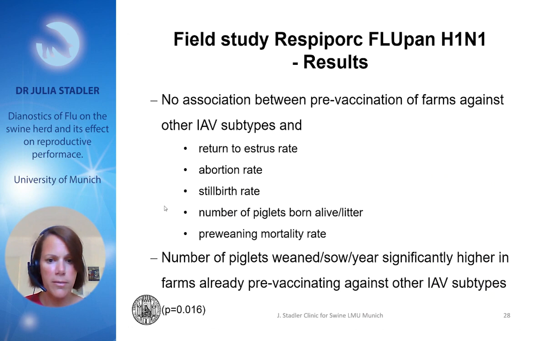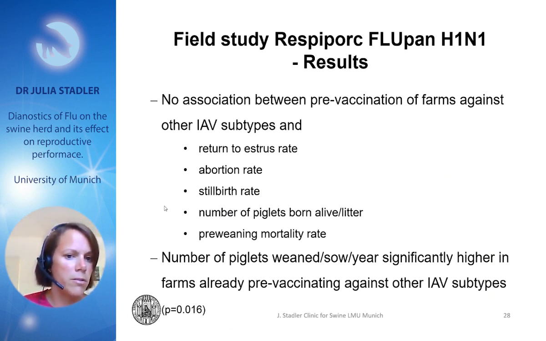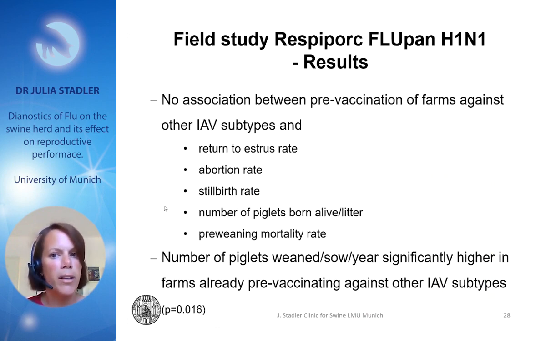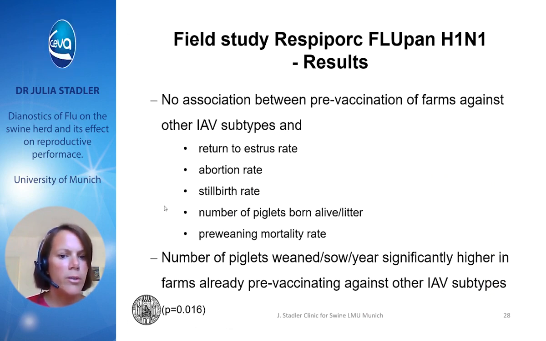The number of piglets weaned per sow and year was significantly higher in farms that were already pre-vaccinating with Respiflu 3. This condition might be explained by an improved colostrum quantity and also colostrum quality, and perhaps by reduced shedding of the virus in the farrowing unit. Thus, the results of our studies might indicate that with vaccination, both Respiflu Pan and Respiflu 3, you can improve the conditions for the piglets in the suckling period.